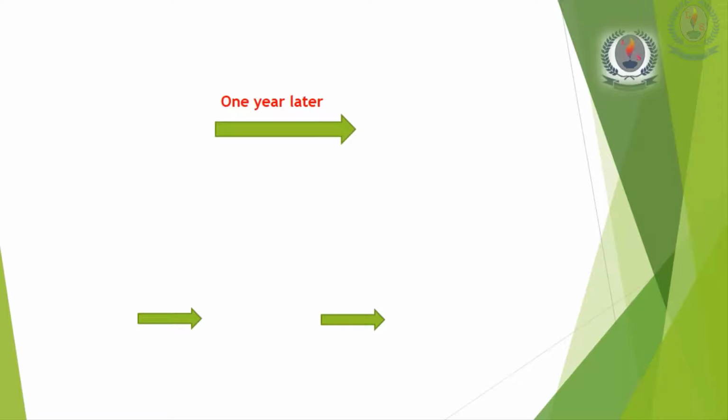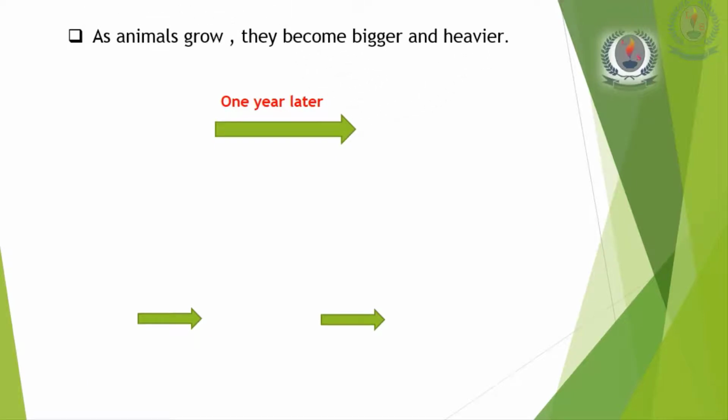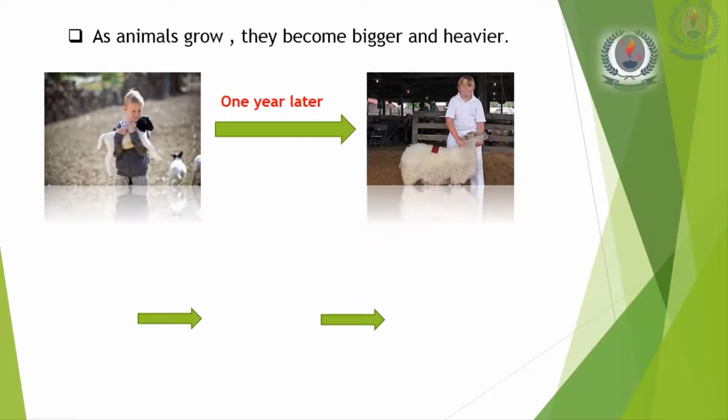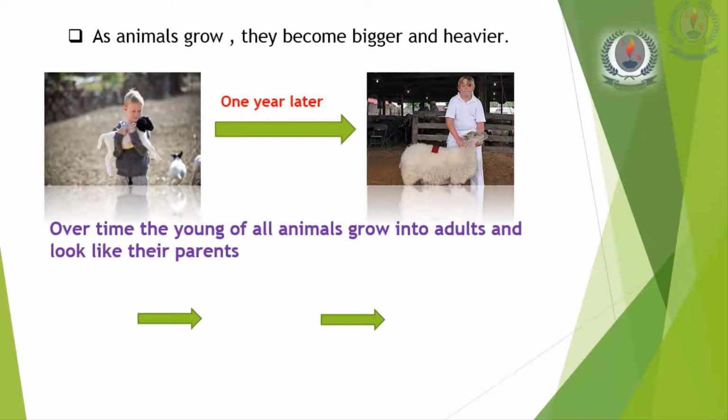Page number 50. As animals grow, they become bigger and heavier. In this picture, you can see a little boy carrying a sheep. One year later, the boy became bigger and the sheep also became bigger and heavier. So both the child and the sheep have grown up. Over time, the young of all animals grow into adults and look like their parents.